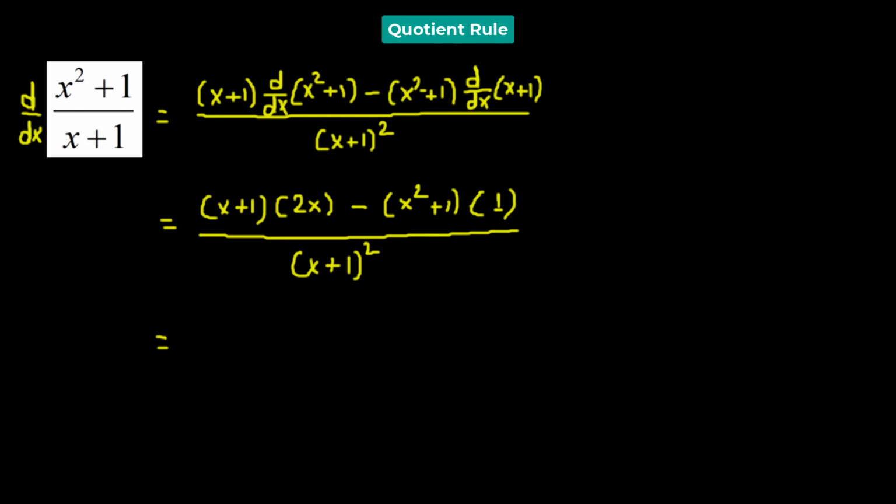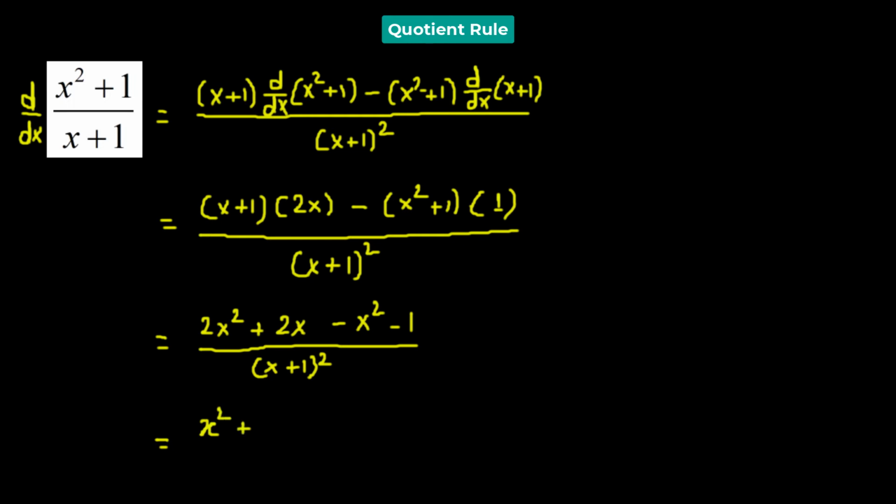So we have 2x multiplied to x, so that will be twice x squared, plus 1 times 2x will be twice x, minus x squared minus 1, divided by (x plus 1) whole squared, which is equal to (x squared plus twice x minus 1) divided by (x plus 1) whole squared. So this is the derivative of the given function with respect to x. Let us do another problem.